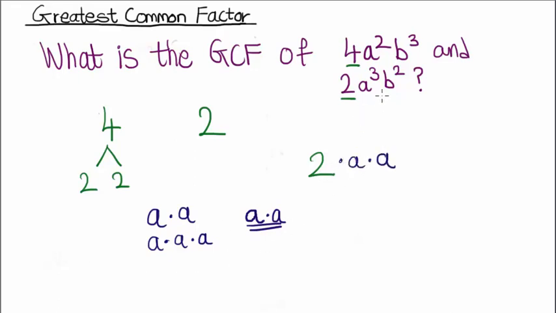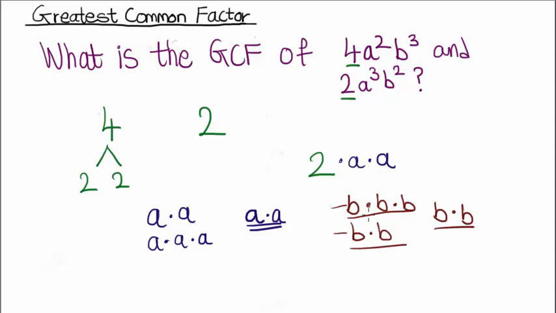Now I need to move on to the b's over here. I have three b's that are being multiplied with one another in the first term over here. In the second term, I have two b's that are being multiplied with one another, because that is the meaning of b to the power of 2. So how many b's do I have in common between this first row over here and this second row over here? Well, I have 3 b's on the top and 2 b's on the bottom. So the most number of b's that I have in common between these two expressions are 2.